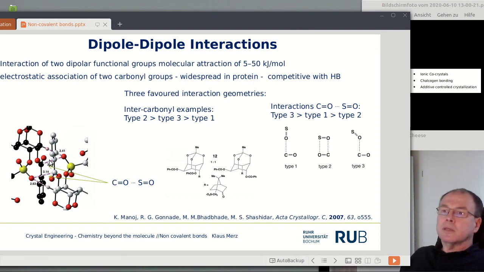Here is one group, yes. And then here's the second group with the SO group, and here's a CO group. See here the interaction, CO, SO, for example, and also here with this SO and C. These are dipole interactions.